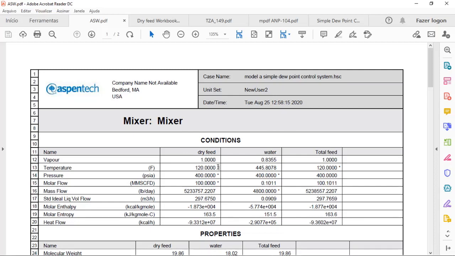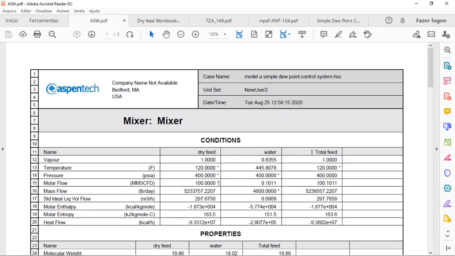From this flowsheet, I can identify which kind of information was added to his process simulation, because we have asterisks here, and these asterisks mean that it was input added by the user. So I know that for the dry gas, he added the temperature, the pressure, and also the molar flow. On the other hand, in the water stream, he added the mass flow and also the pressure.